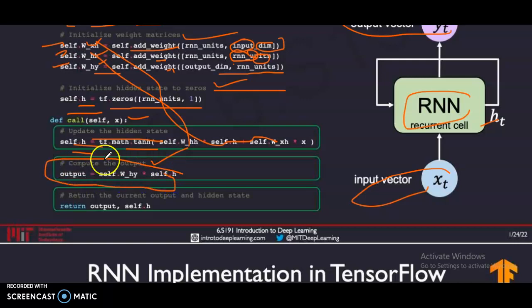This is the output. Now this is self.h, and this self.h result will come here. So this is the output. Return the current output and the hidden state: return output, self.h.